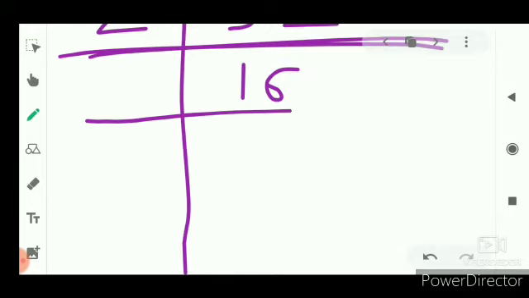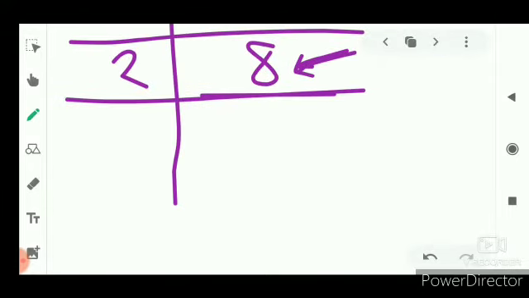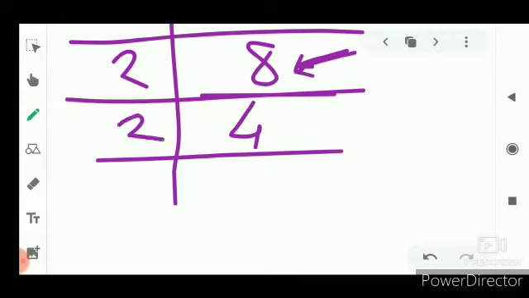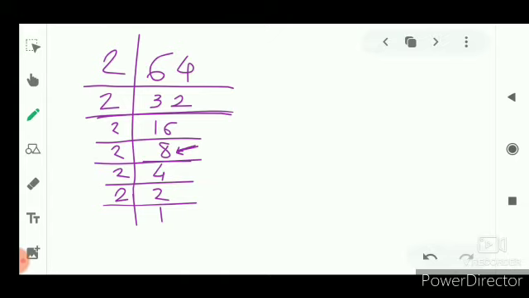Now we get 16, which is again divisible by 2. So 2 8s are 16. Now we get 8, which is again divisible by 2. 2 4s are 8, which is again divisible by 2. 2 2s are 4, which is again divisible by 2 itself. Then 2 1s are 2. So we continue this process until we get 1.